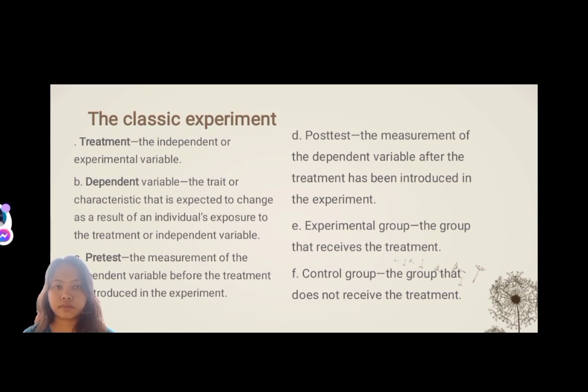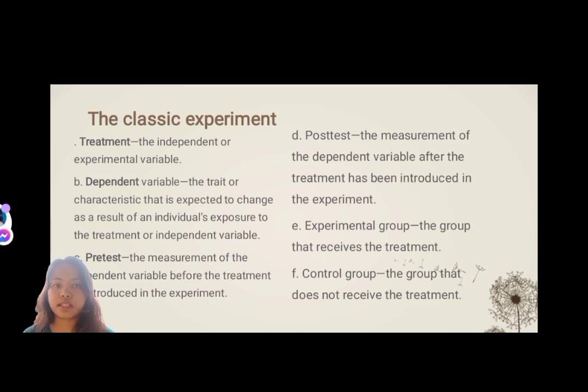D. Post-test. The measurement of the dependent variable after treatment has been introduced in the experiment. Here, subjects are randomly assigned to the two groups. Both are pre-tested, but only the experimental group is treated. After close observation, both groups are post-tested to measure the degree of change in each group.